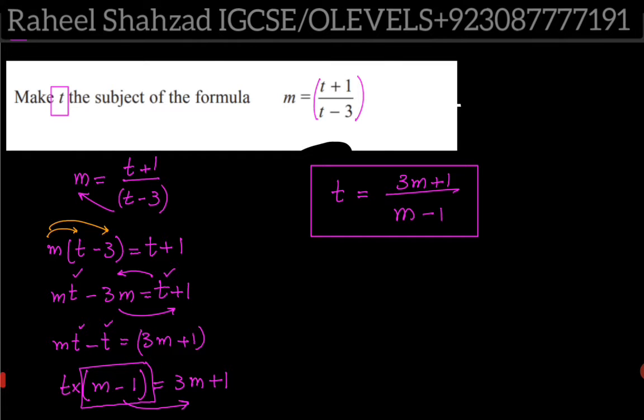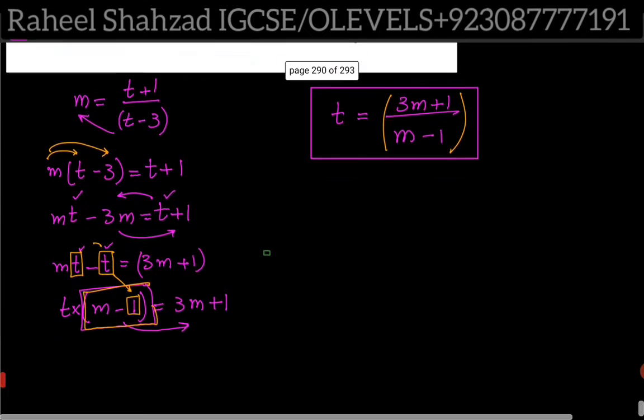Guys, you need to remember this thing, that whenever we have a value that is t here, when we take t common out of it, we observe sometimes students make a mistake there by putting a 0 on it. Okay, when we take t common out of it, 1 remains. Okay, and then this whole thing will be divided on the other side. So t is equal to 3m plus 1 divided by m minus 1. I hope you got it. Let's move to next part.